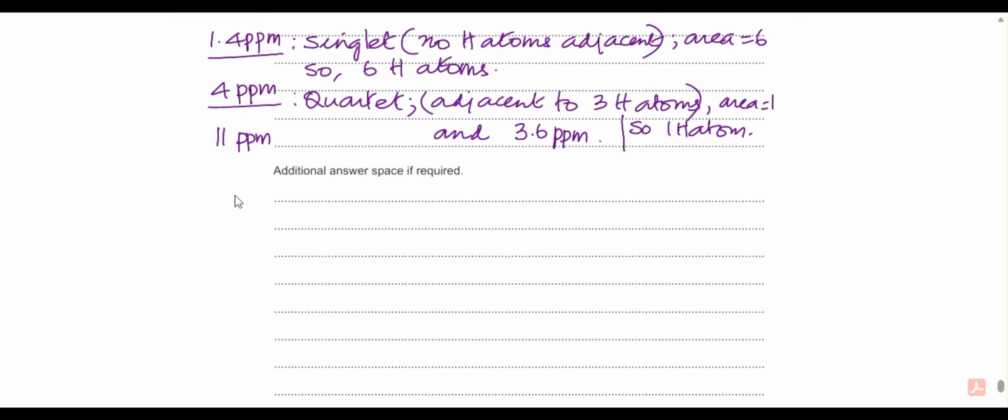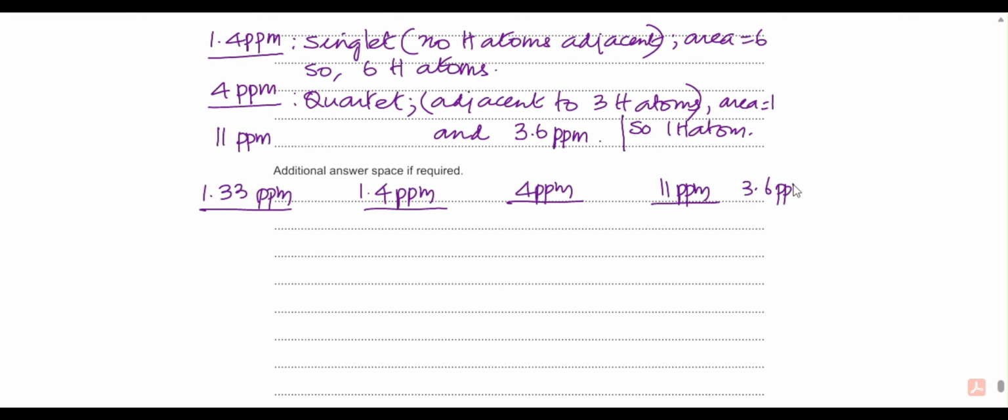Now for each of these chemical shifts we need to identify the relevant groups. So 1.33 ppm, we will write the structure below that. 1.4 ppm, and then 4 ppm, and then 11 ppm, and finally 3.6 ppm.